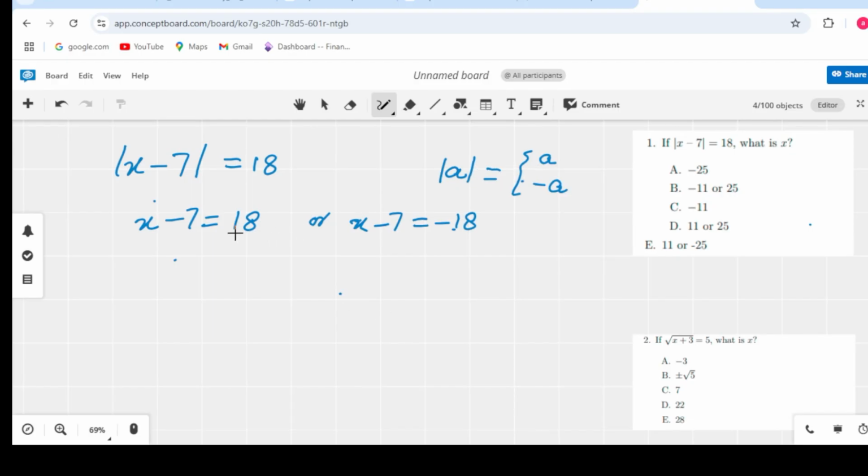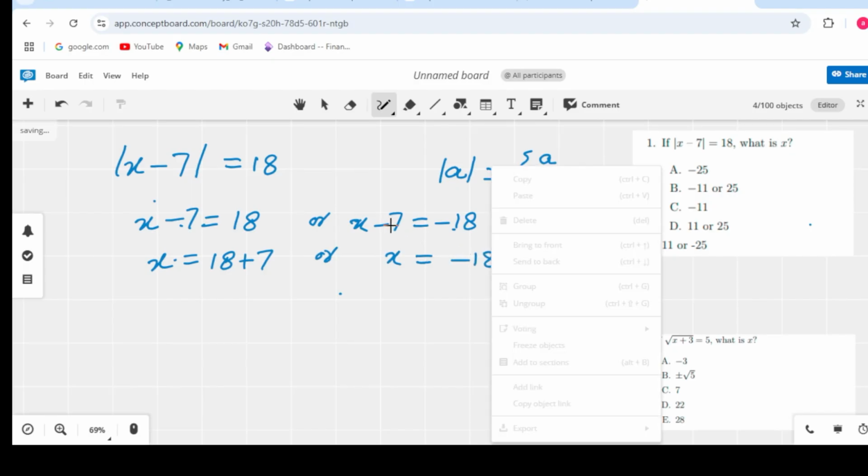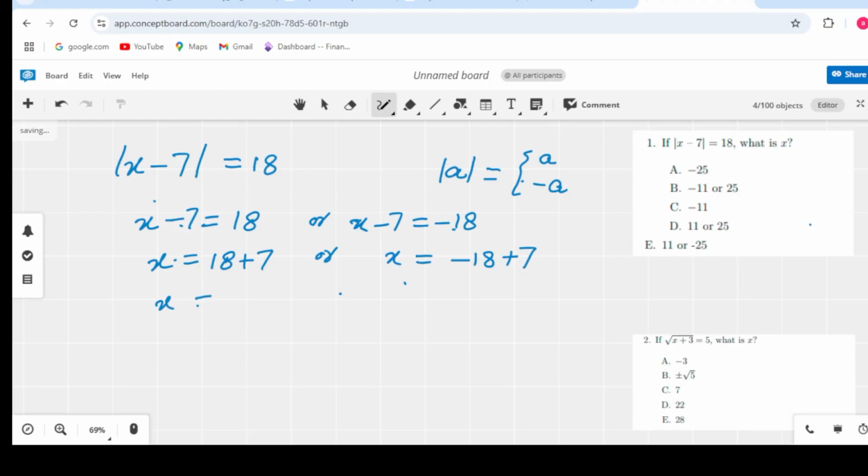So we have to solve these two. For the first one, we can write x = 18, and this −7, if we move it to the right side, will become +7. On the other side, x = −18 is the same, and for −7, if we take it to the right side, it will become +7. So here x = 18 + 7 is 25, and similarly here x = −18 + 7 is −11.